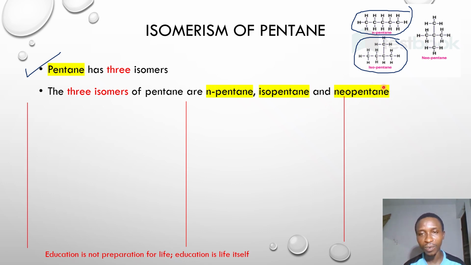And the last one, neopentane. This neopentane, we have 1, 2, there's a branch to the top, 1, 2, there's a branch to the bottom. So that is 2,2 dimethyl. Then the parent is 3 carbon, that is 2,2 dimethyl propane. So by the special grace of God, in the next class we shall analyze the isomerism of pentane.